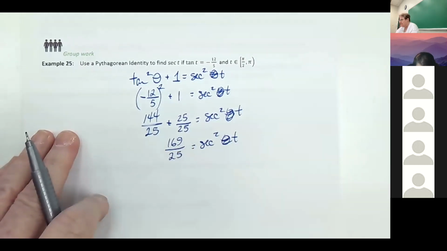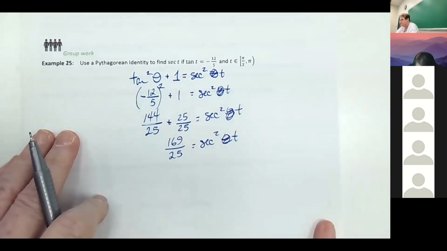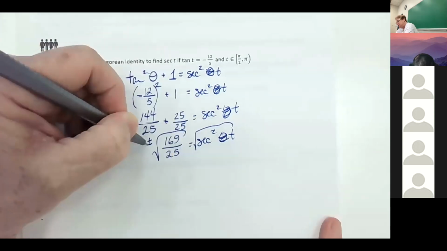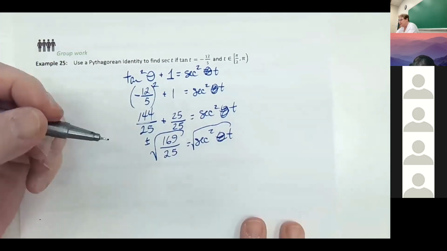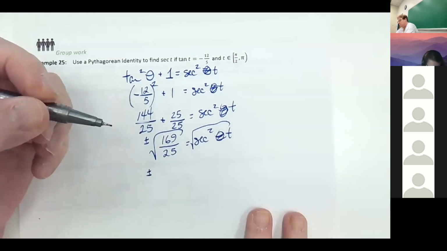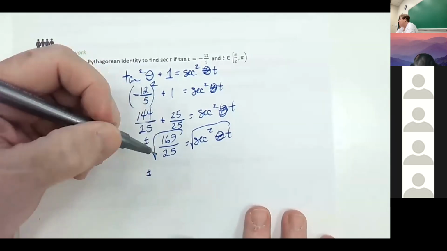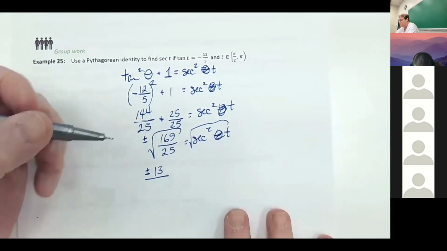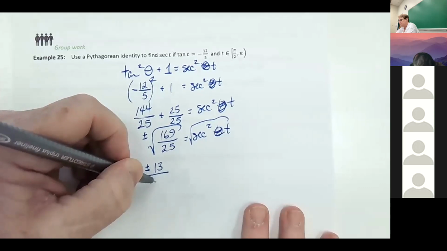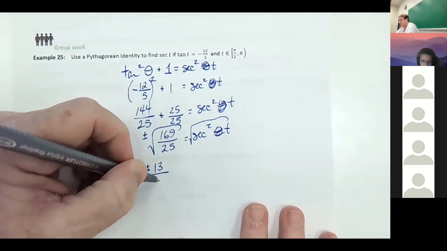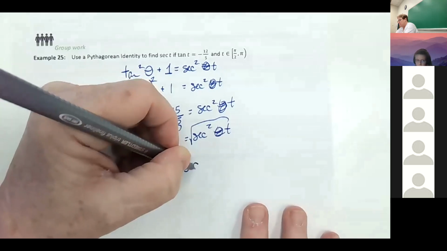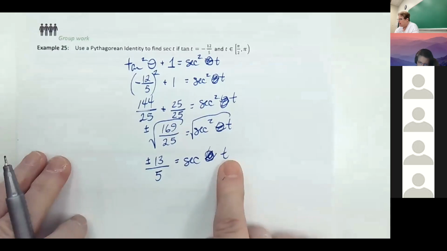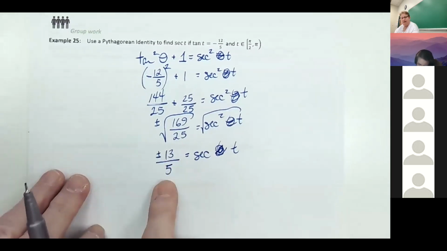What is the secant? The square root. So, 169. Good. And the square root of 169 is 13. Good. And the square root of 25? 5. Good. So secant t is either positive or negative 13 over 5.